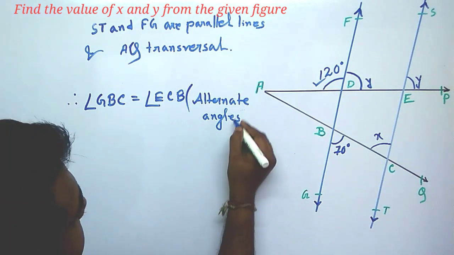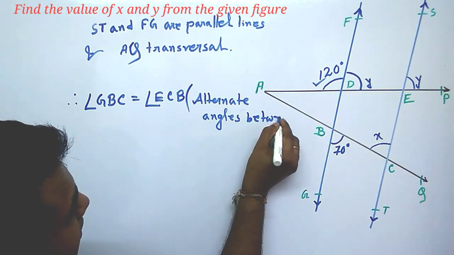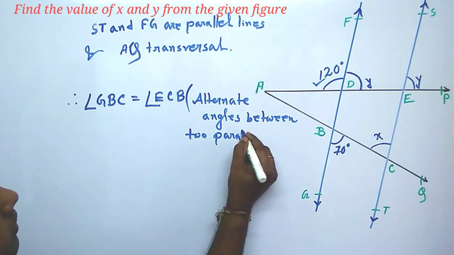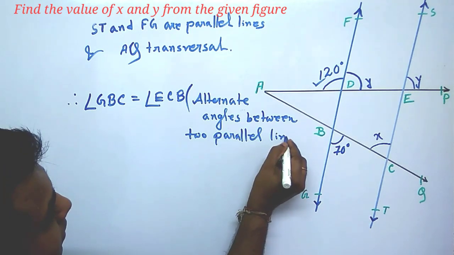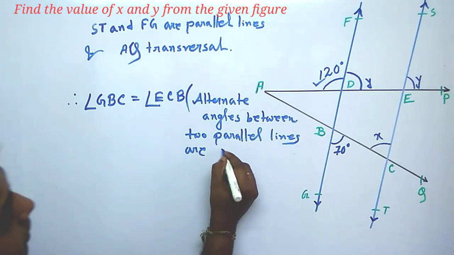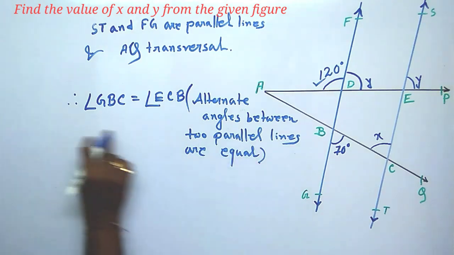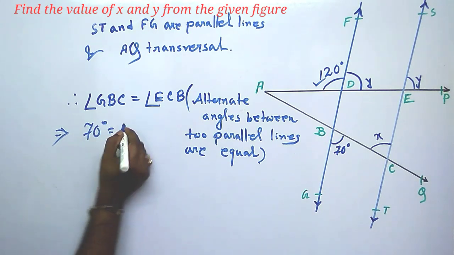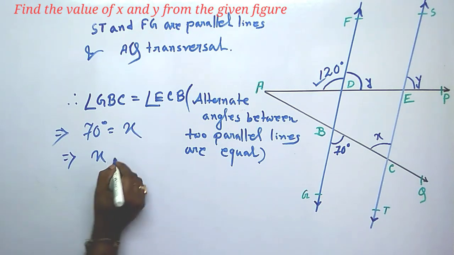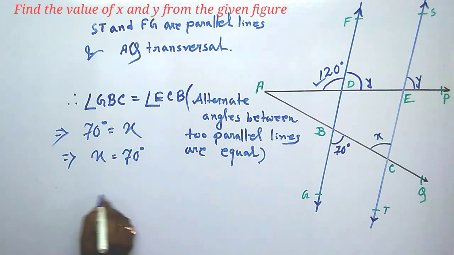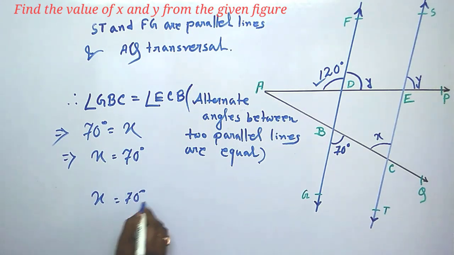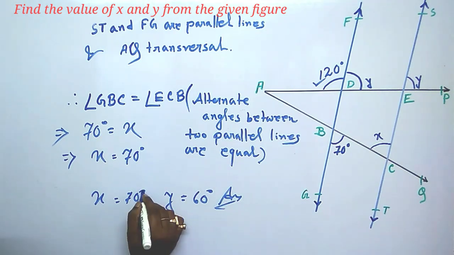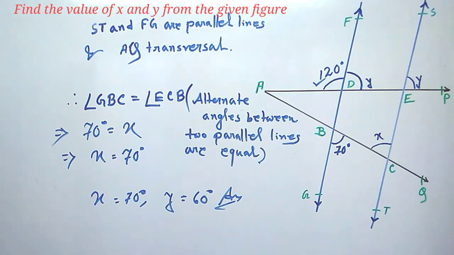So you must write: alternate angles between two parallel lines are equal. This is the main reason, that's why they are equal. So value of GBC what? 70 degree equals x. So already you have x equals 70 degree. So now write x equals 70 degree, comma, y equals 60 degree. Answer. Okay. So now we will do the next math.